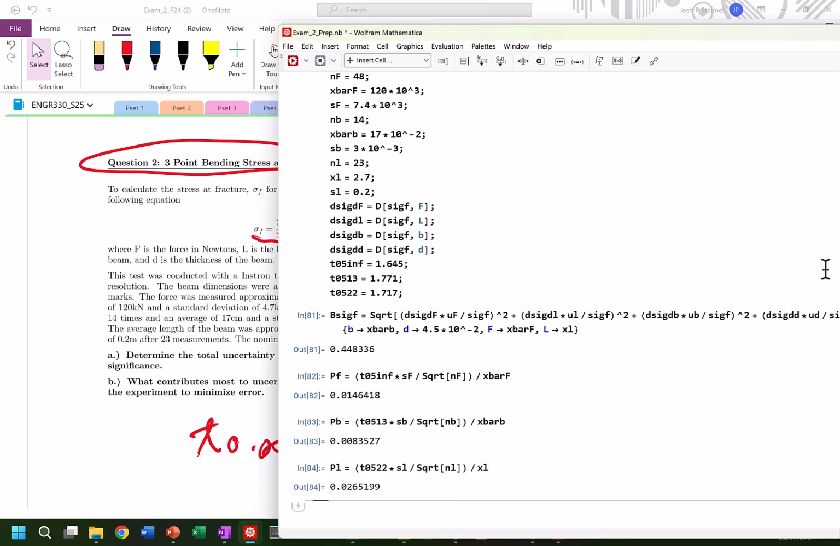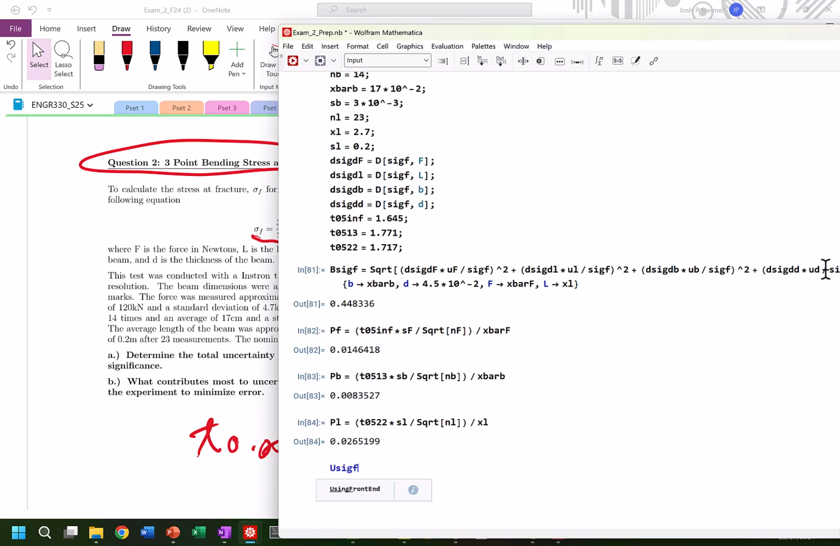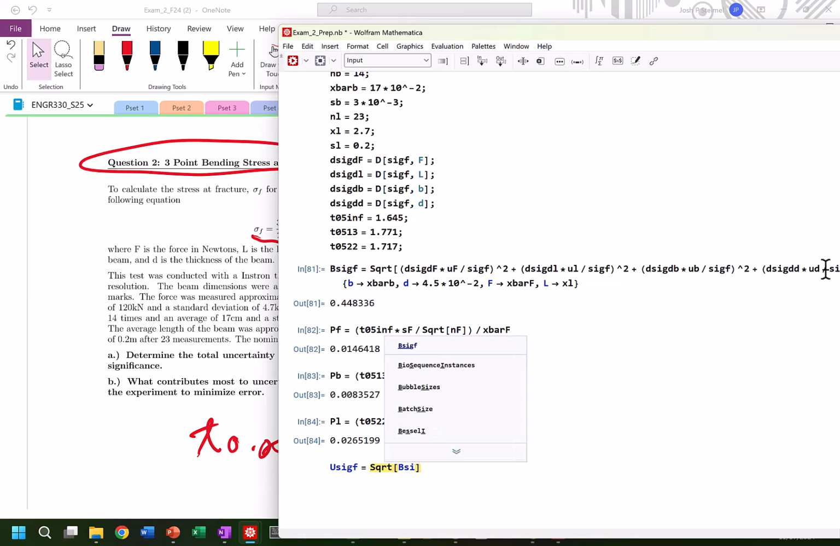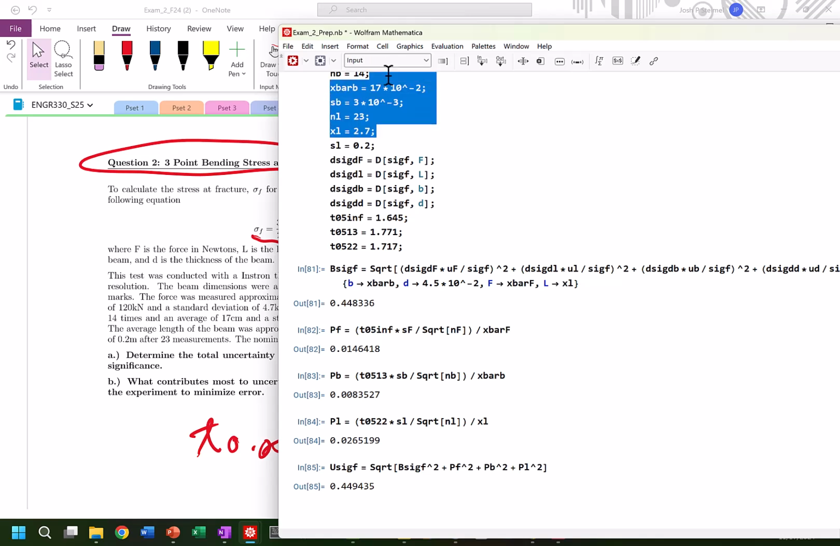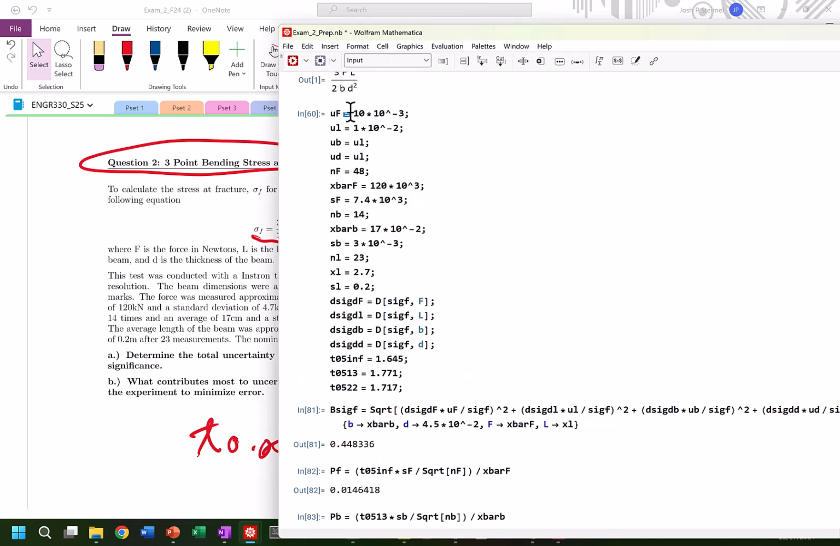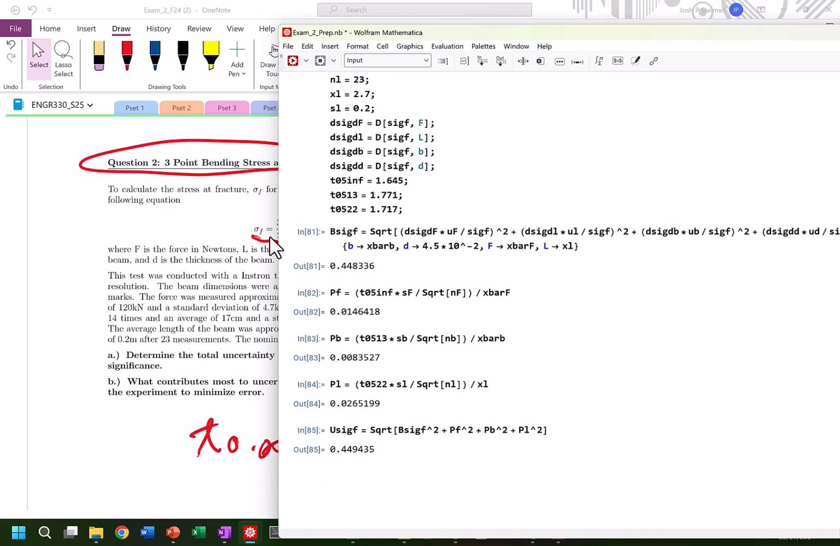All right, and then finally, the total uncertainty, U sigma F, equals square root of B sigma F squared plus PF squared plus PB squared plus PL squared. There you go. Obviously, most of it's in your B sigma F. Lots of ways that we can improve that. Obviously, you can change that load cell uncertainty. That centimeter uncertainty is pretty bad, so you can significantly change that. And yeah, that's pretty much it. Fantastic. See you next time.